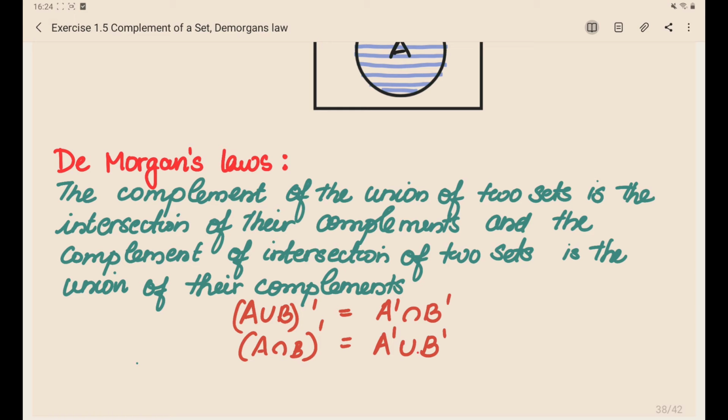So for example, if you have two sets A and B, and you take the complement of their union, it is the same as taking the complement of the individual sets and then taking their intersection. That is, the complement of the union of two sets is the intersection of their complements. If you take A union B, where A and B are two sets, the whole complement is the same as A complement intersection B complement. And also, if you take A intersection B, the whole complement is the same as A complement union B complement.